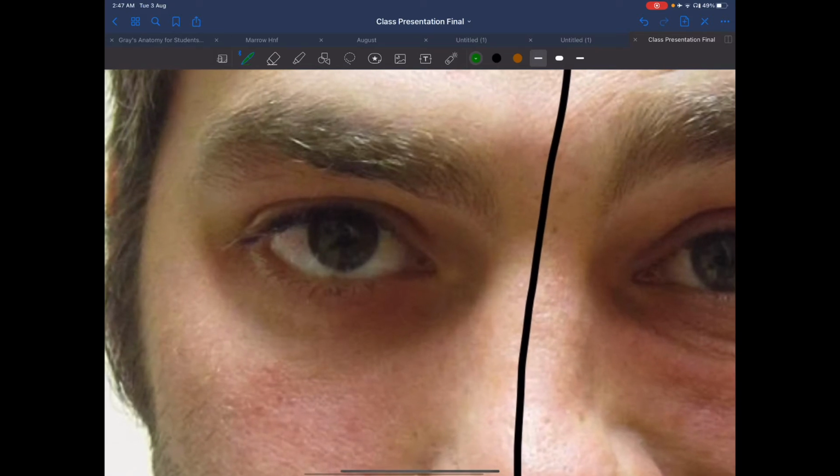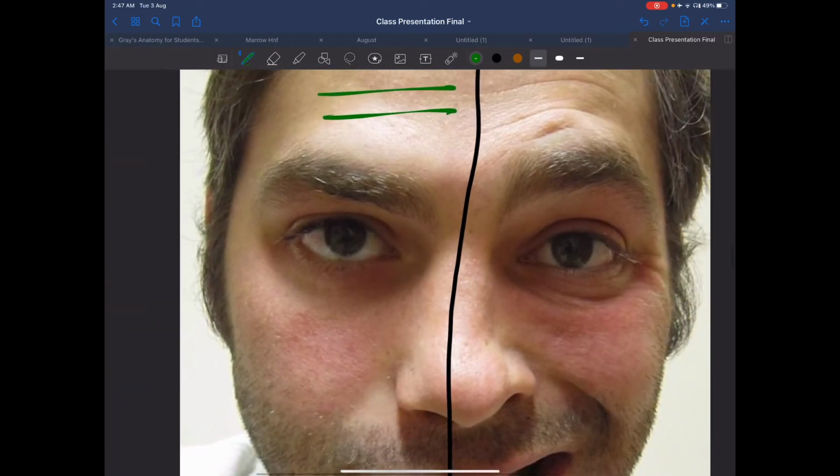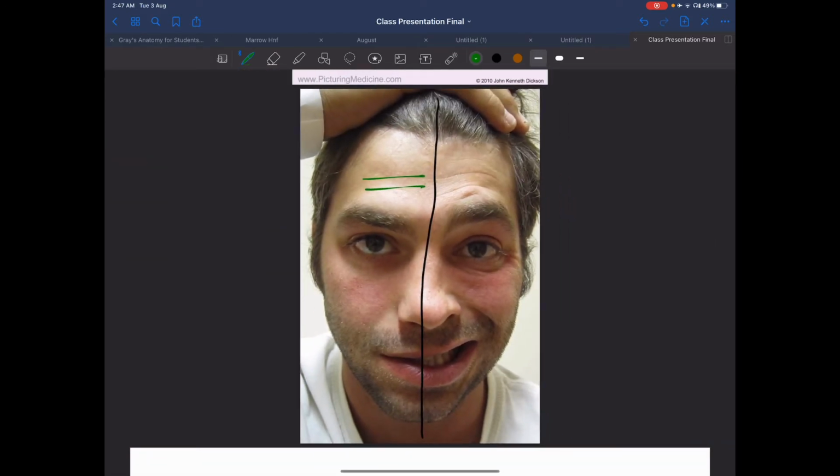Now look carefully. The picture is not that good. If you look carefully at this part of the face, the lower eyelid, you'll see that the eyelid of the lower part of the face is a little everted. That was point one, this was point two.